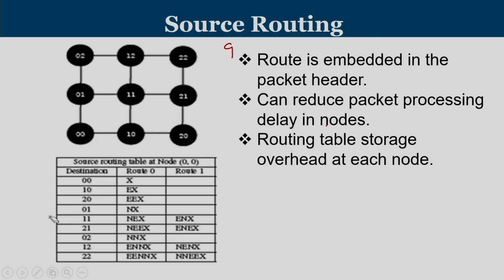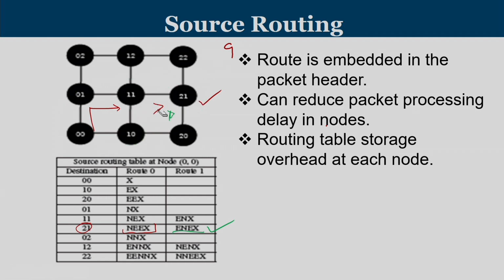Now, consider the case where I wanted to travel to 21. There exist two routes: north, east, east, X. So, north, east, again east, and then you exit. Another possible route that you could take is east, north, east, X. So, there are two routes possible to reach router 21 from node 00.